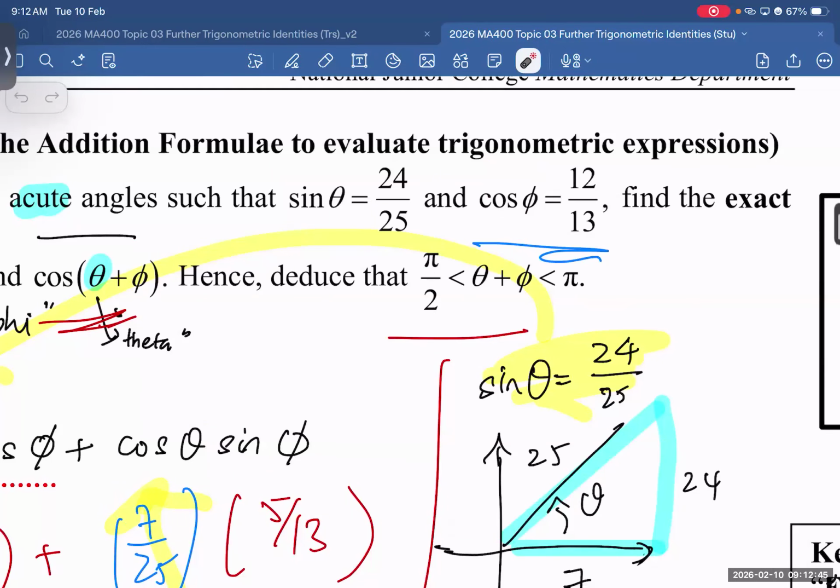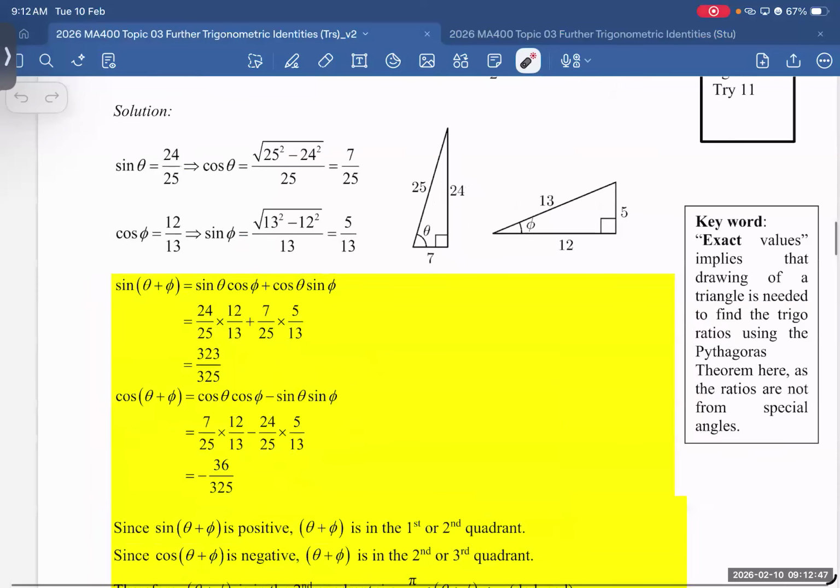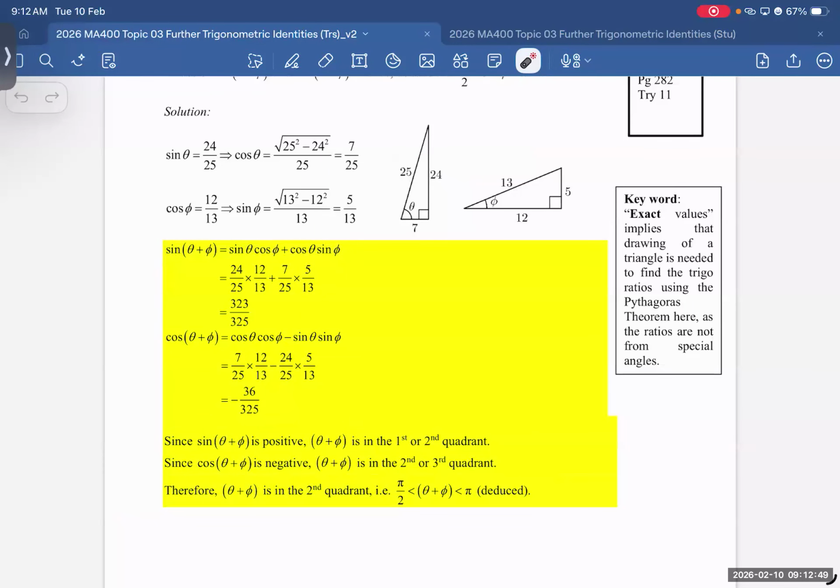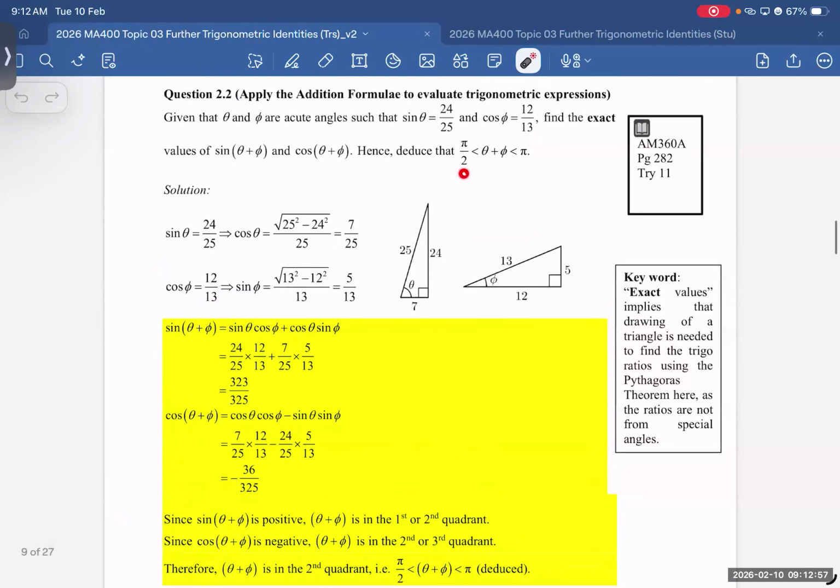Once again, if you are not sure, let me just put it right in front of you. This is the solution for question 2.2. The last part about deducing it to be between pi over 2 and pi is over here. Anyone need help for 2.3?